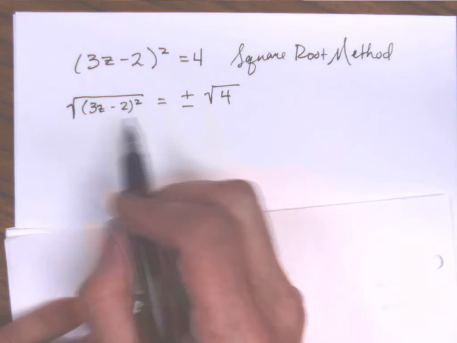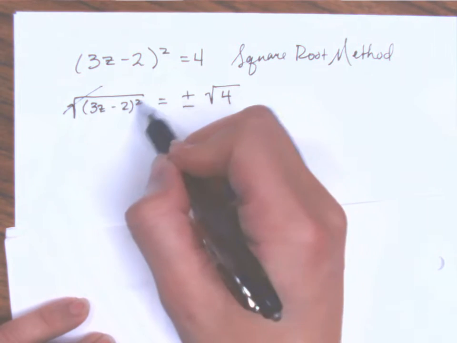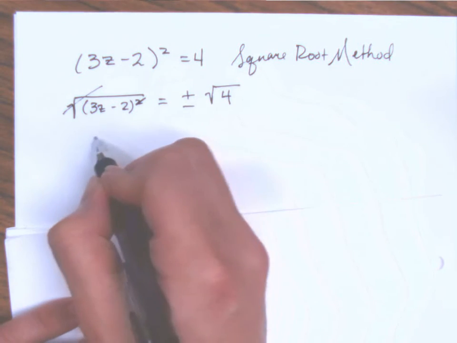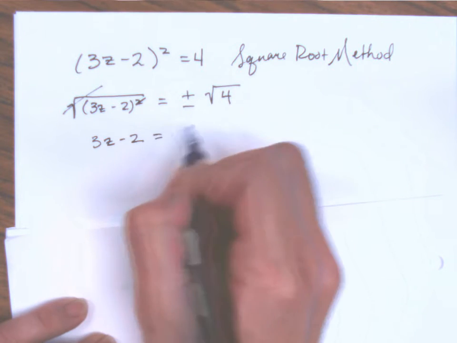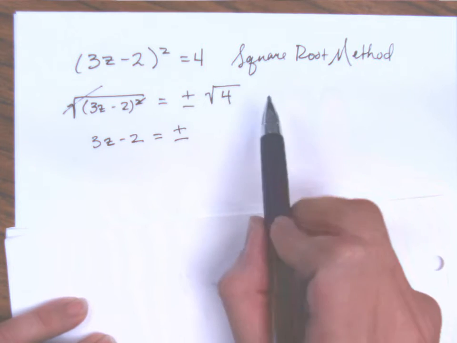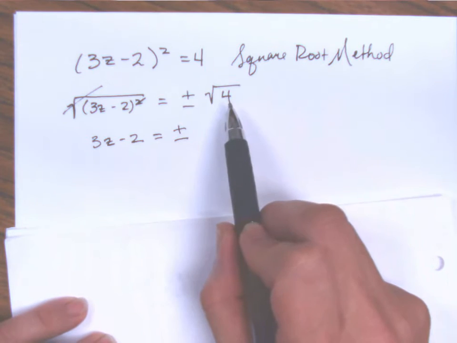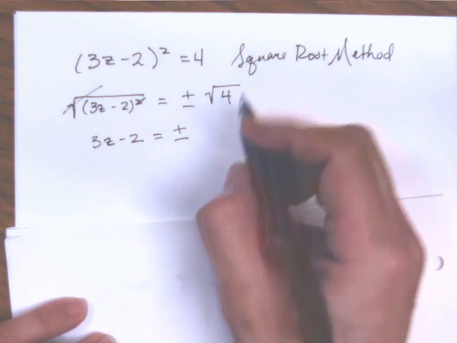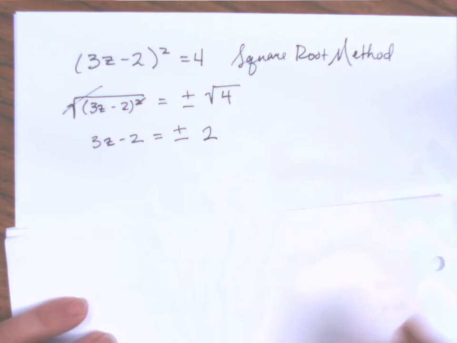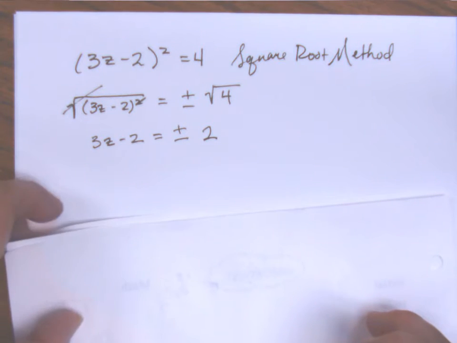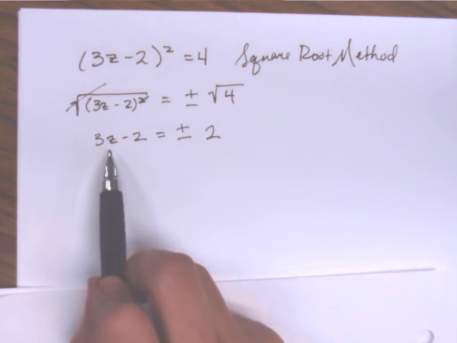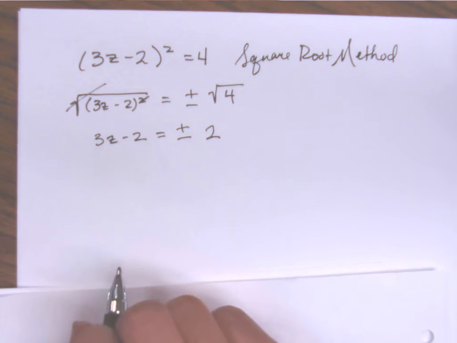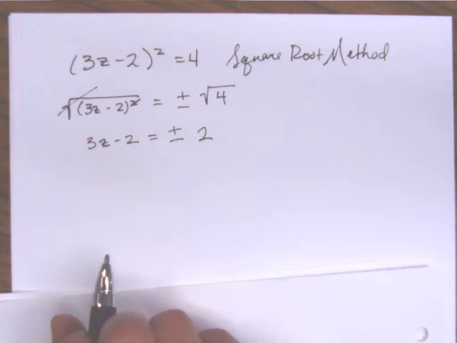Okay, and the reason we do this is because this radical is going to get rid of this exponent, and I'm just left with the inside, 3z - 2 equals plus or minus, and I know the square root of 4, so I can simplify this. Square root of 4 is 2. And now once again, my variable is out of the parentheses. I don't have anything being squared anymore, so I can go ahead and continue to solve for z.